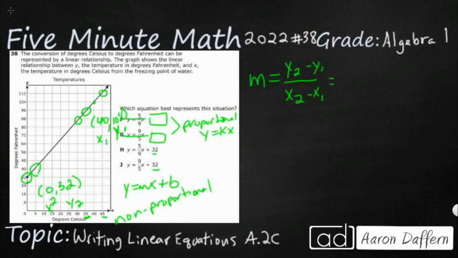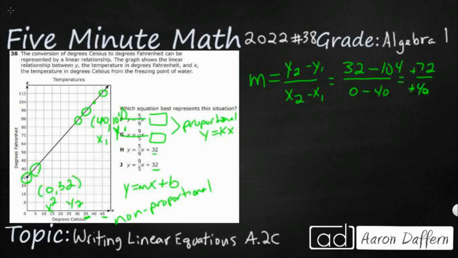So let's see. We've got y2 is 32, and y1 is 104. Then x2 is 0, and x1 is 40. It's going to end up being two negatives, so that's why it doesn't matter, because it ends up being the same. That's going to be negative 72 over negative 40. The two negatives cancel out, so really I'm just dealing with 72 over 40. I just need to simplify.